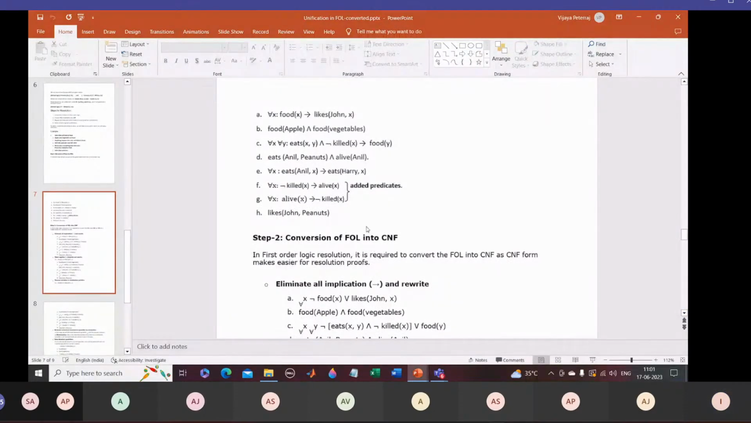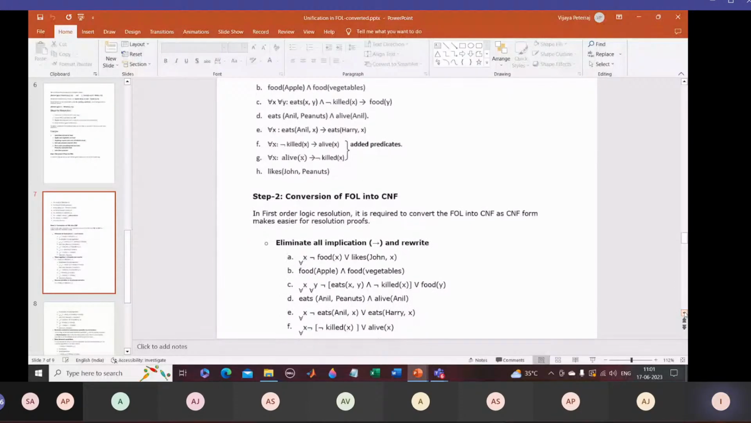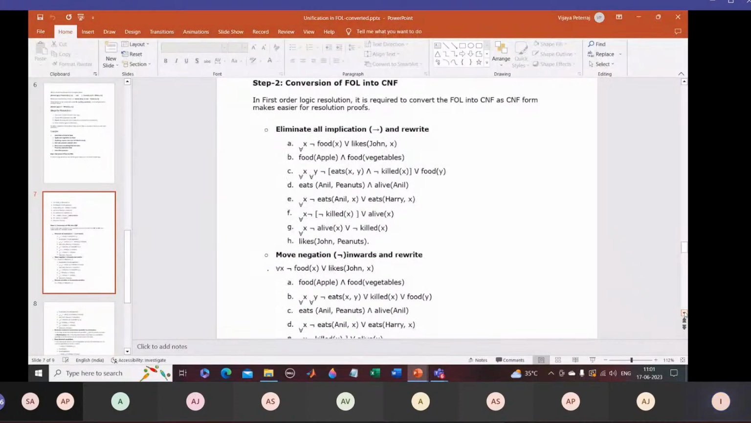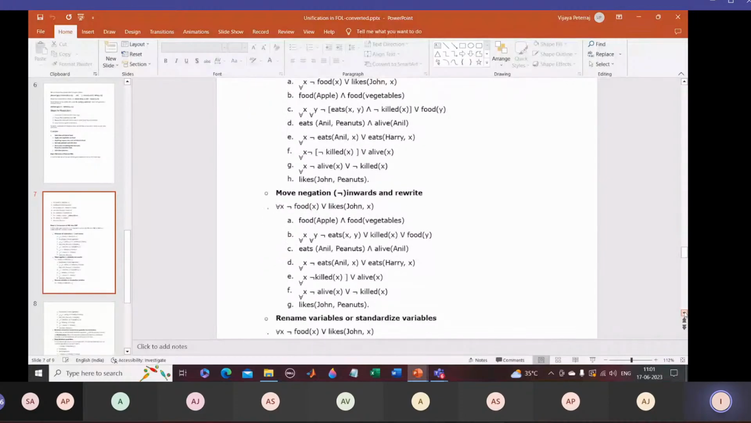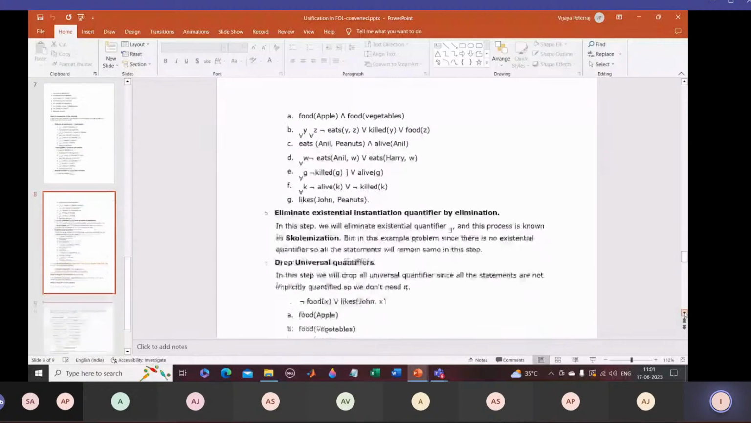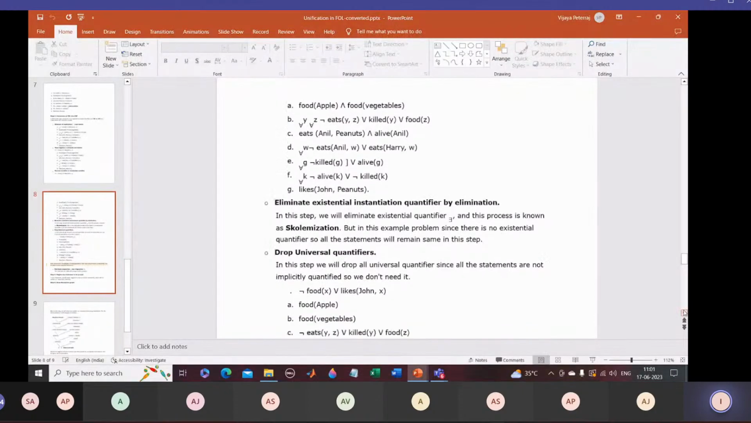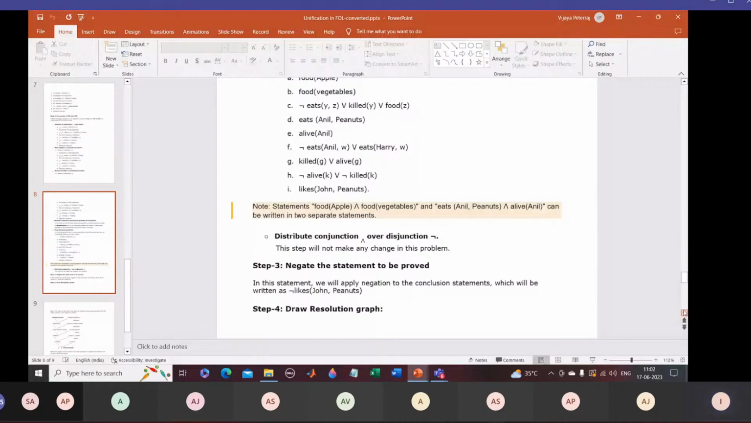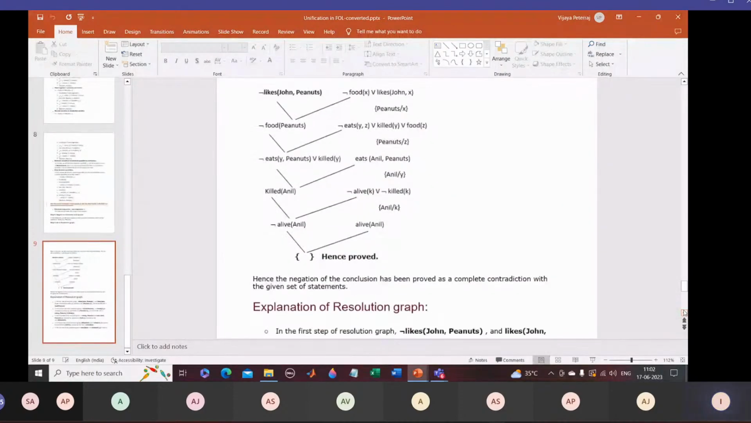And then you have to convert your first order logic into CNF form. Okay. You have to eliminate all the implications and you have to rewrite like this. And you have to move the negation inwards and then rewrite. And then you have to rename your variables wherever you have similar variables. Then you have to eliminate all the existential instantiation quantifiers. Then you have to drop all the universal quantifiers, and then finally you can negate the statement to be proved. So this is how you are supposed to write it. Kindly go through it slowly, okay?